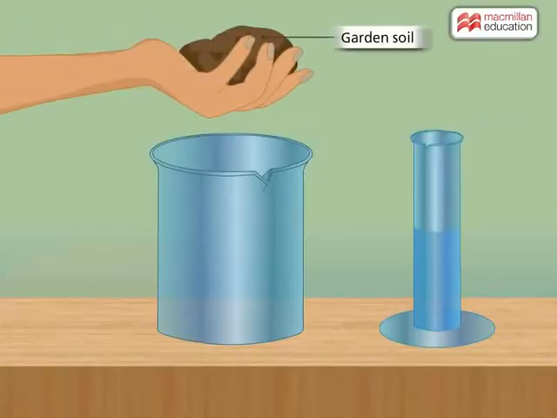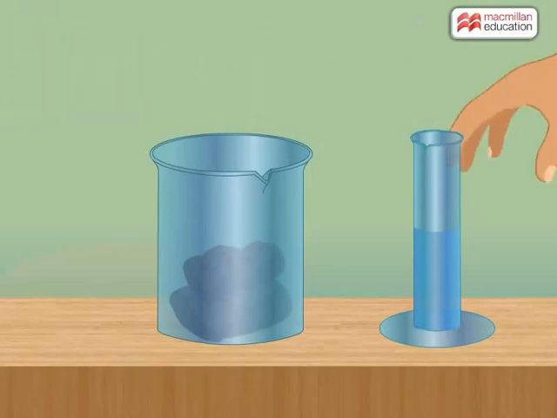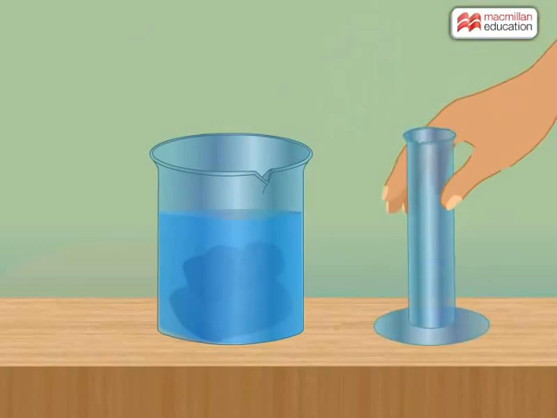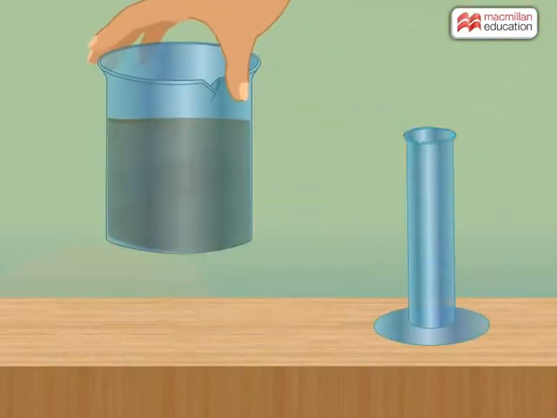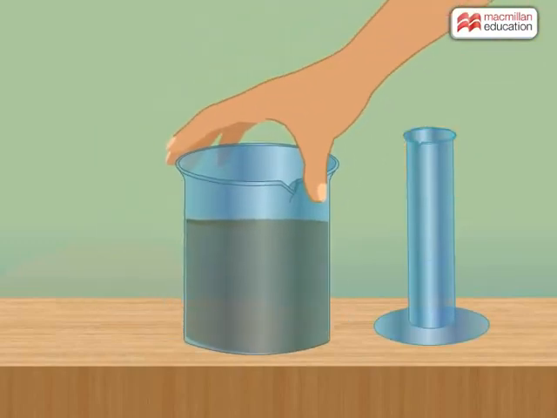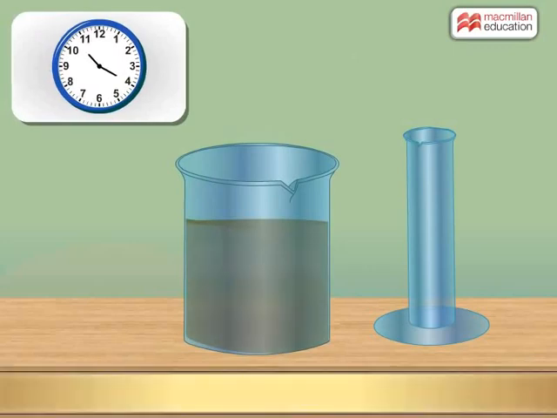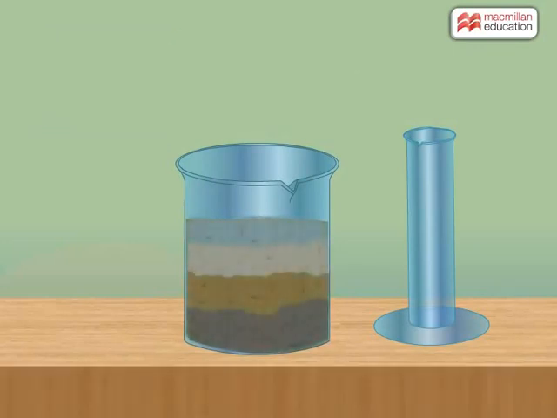Take a handful of garden soil and place it in a beaker. Add water into the beaker up to 3/4 part of it. Now shake the beaker so that the soil properly mixes with water. Allow the mixture to settle down. Do not touch the beaker for at least 15 minutes.